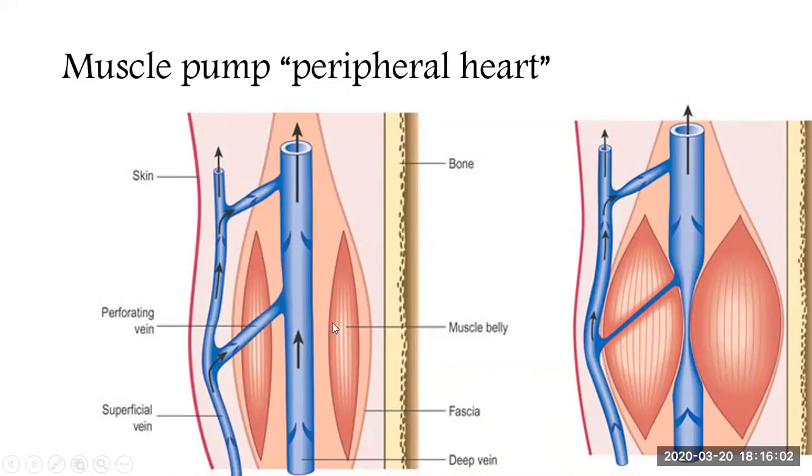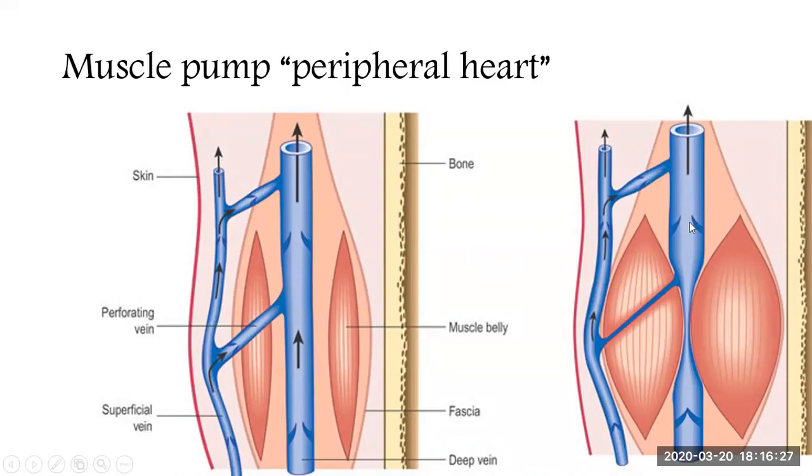When the muscle contracts, they squeeze the deep veins, and the blood inside is forced to go in an upward direction. The presence of the valves prevents the reverse passage from the deep veins to the superficial veins. When the muscle relaxes, the blood is sucked from the superficial veins along the perforator veins into the deep veins.